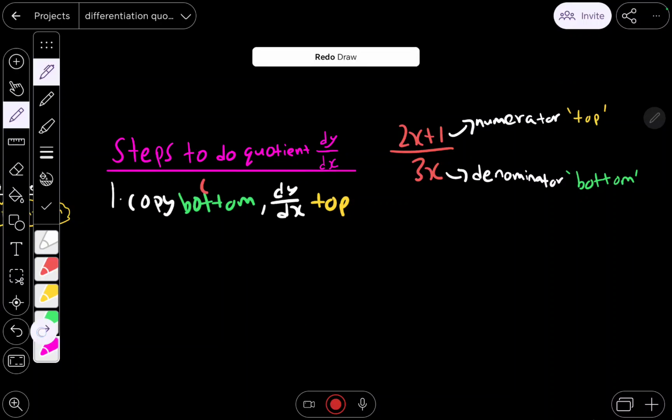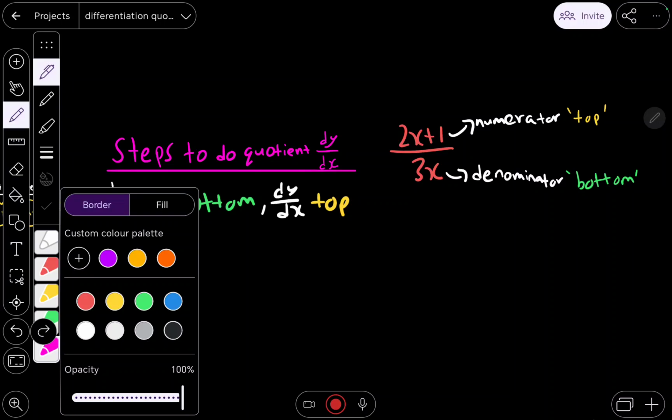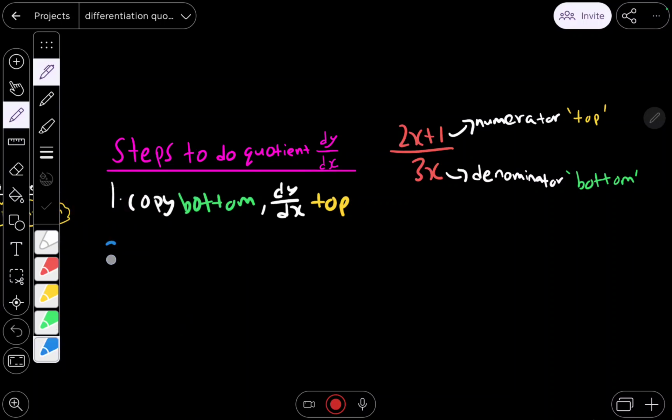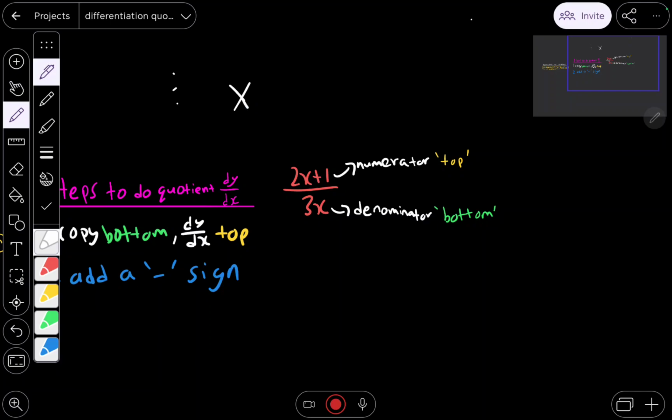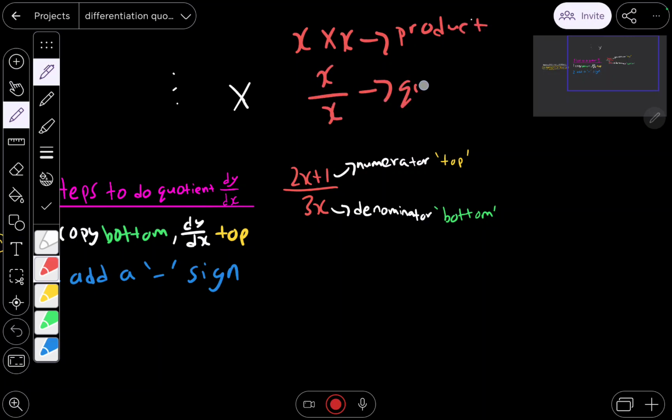Hold on, I'm going to change my colors. The second step is to add a minus sign. So why add a minus sign? Think about it. What is the opposite of divide? Times, right? So now we know that x times x is product rule, and x over x is a quotient.